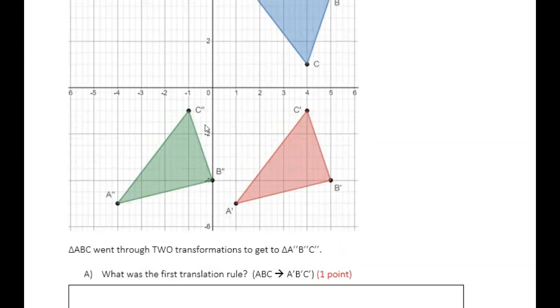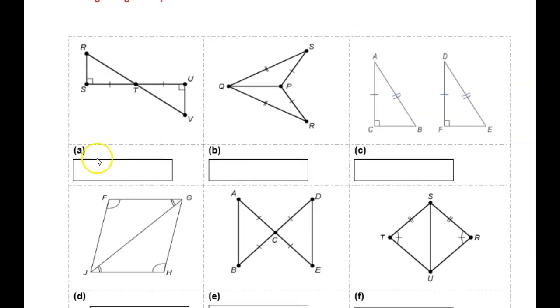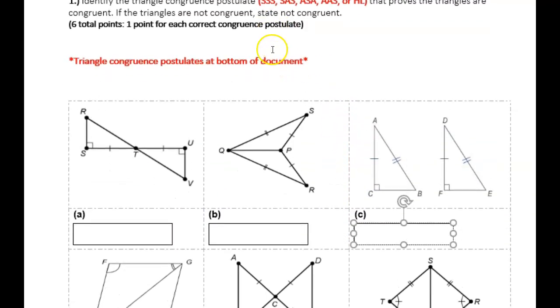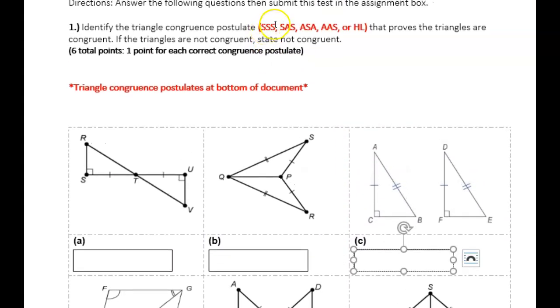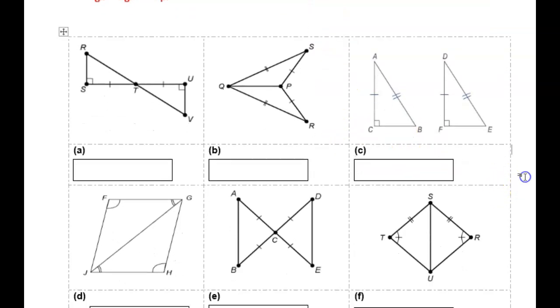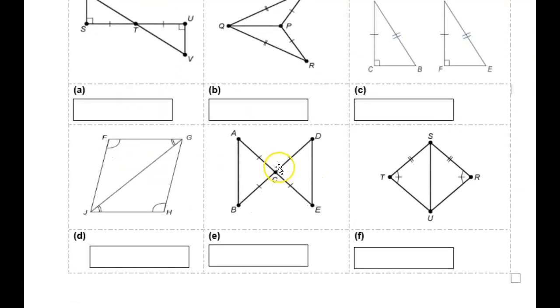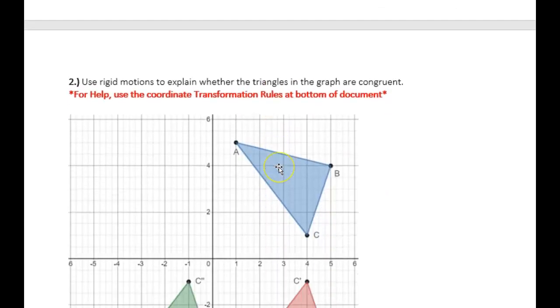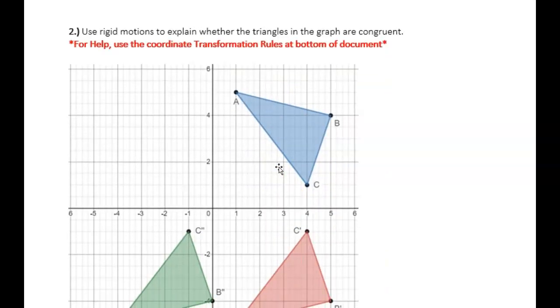Let me go back up to the beginning, and you can type in these boxes right here. If you click on the boxes, you can type in there which postulate it would be. So you're going to choose from these listed at the top: side, side, side; side, angle, side; angle, side, angle; angle, angle, side; or hypotenuse leg. And again, you can see the examples at the bottom of the document. So you're going to fill in these for 6 points. If you'd like to pause, I'm going to go ahead and move on to number 2. So pause the document and come back.